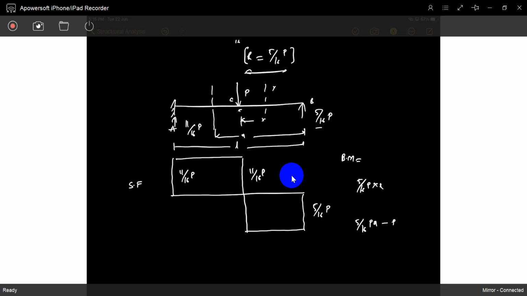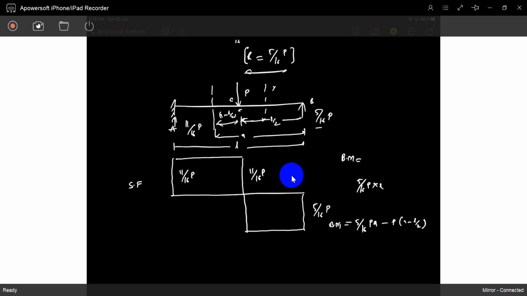What is the bending moment? 5P by 16 into x, multiply P into this value. What is that value? It is x minus L by 2, no? This is L by 2. So this is x minus L by 2. So P into x minus L by 2, that is the bending moment.